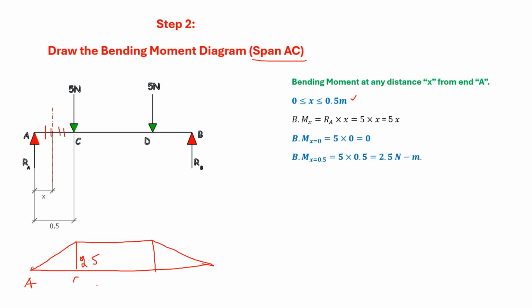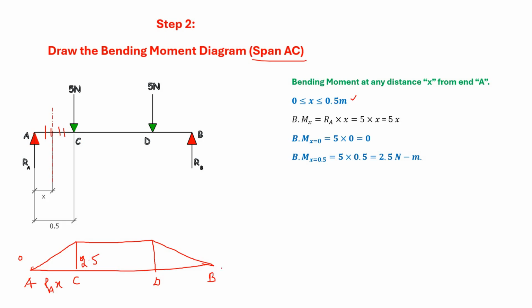Now proceeding further, I will explain for the span CD and for the span DB. The equation for the span AC is RA times x, and the limits of x are between 0 and 0.5 meter. So at this point it is 0, and at this point C it is 2.5 Newton meter. Now we will frame an equation for the span CD.